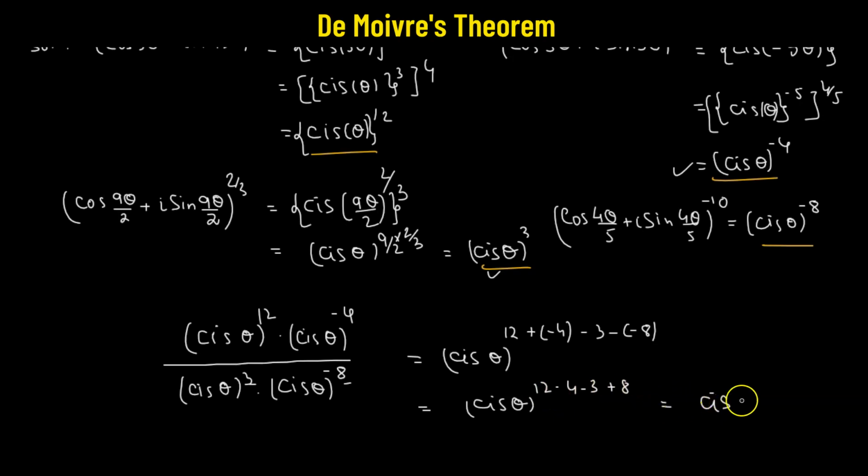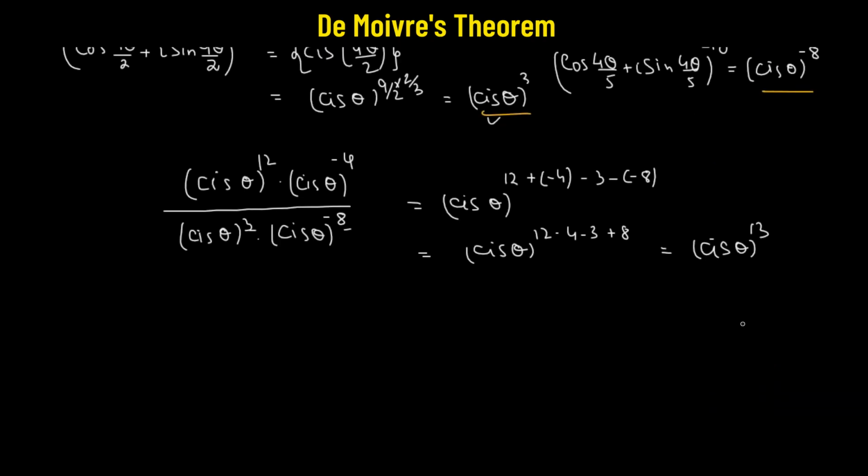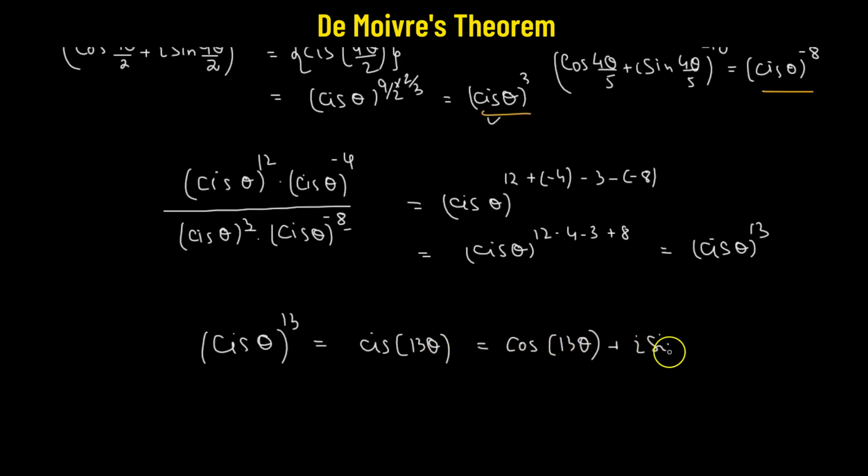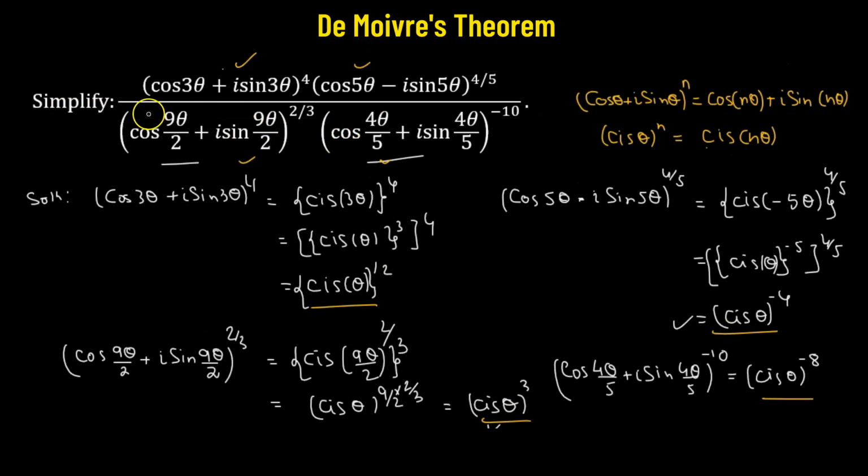So we have cis of theta raised to the power of 13. Let's simplify cis of theta whole raised to the power of 13 using De Moivre's theorem. This is equivalent to cis of 13 theta, or simply put, we have cosine of 13 theta plus iota times sine of 13 theta. So this is the simplified form of our original expression.